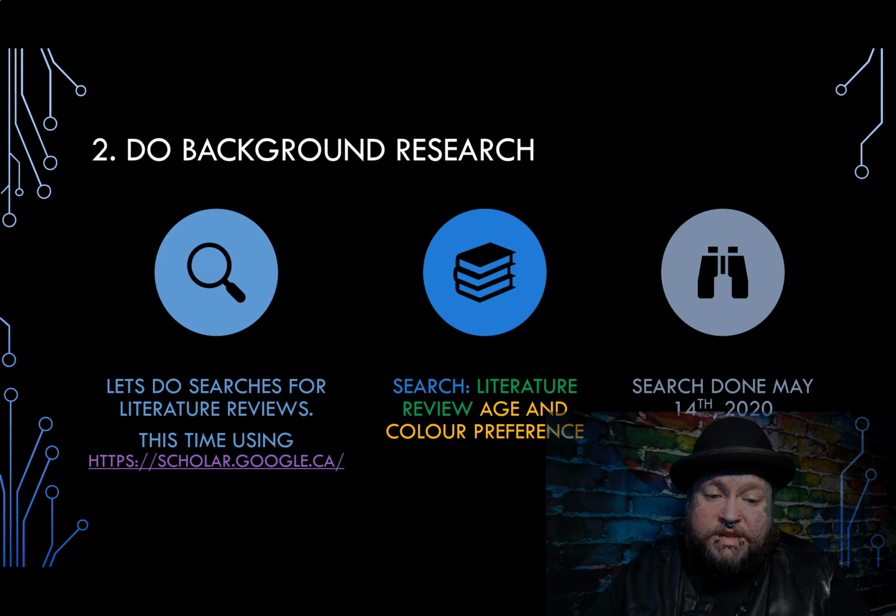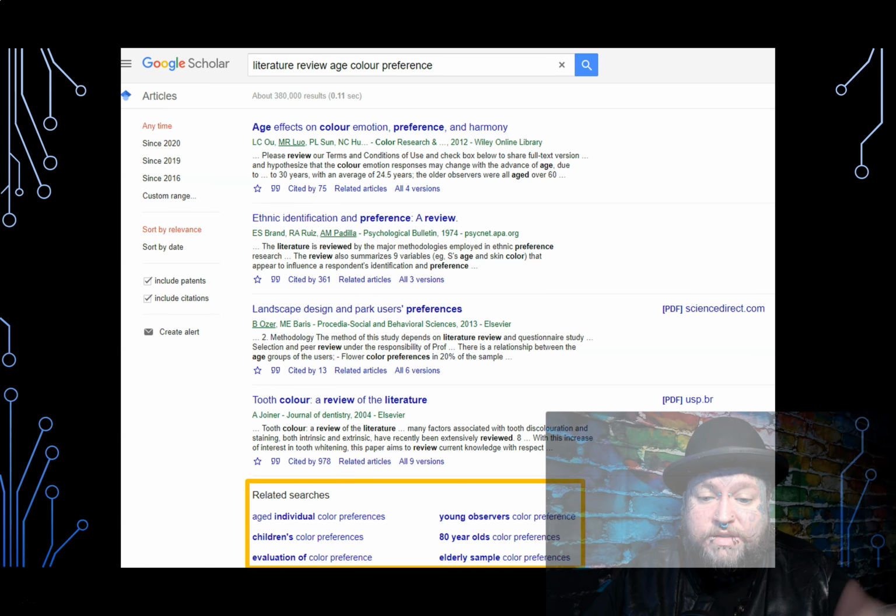and see what pops up specifically from that. And you can see here again, we do another search and we see things like age effects on color, emotion, preference, and harmony. Sounds good to me. That's 2012. Ethnic identification and preference review. Interesting. Landscape and design of park user preference. Who knows? Tooth color, a review of the literature.